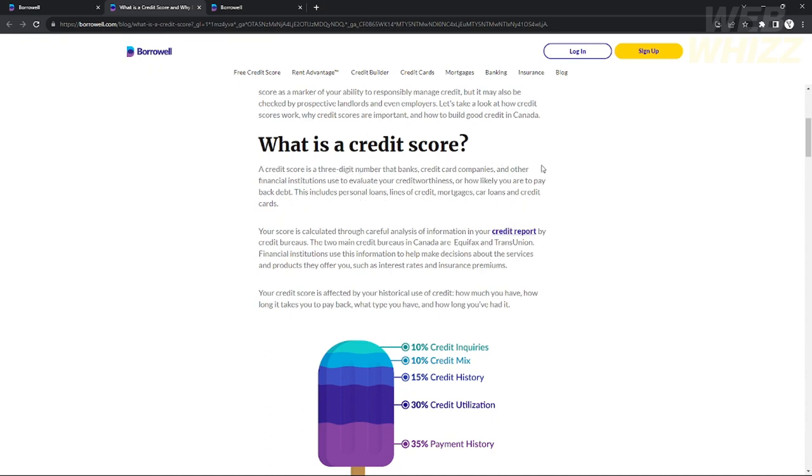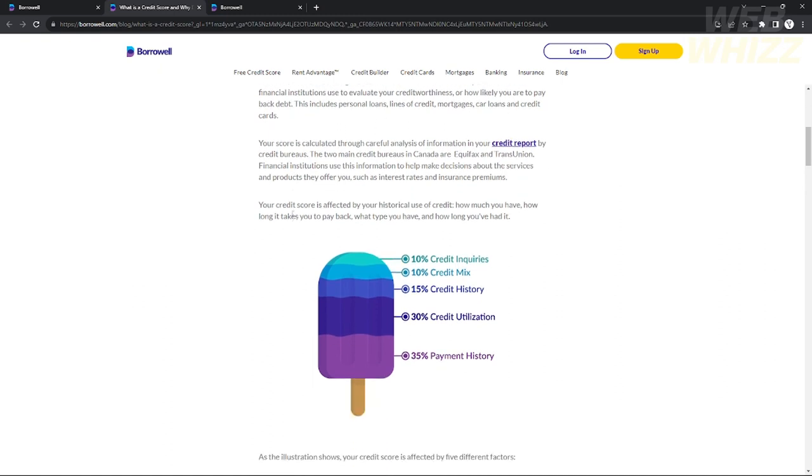Your score is calculated through careful analysis of the information in your credit report by credit bureaus. The two main credit bureaus in Canada are Equifax and TransUnion. Borrowell mainly uses Equifax as the basis for your credit report.